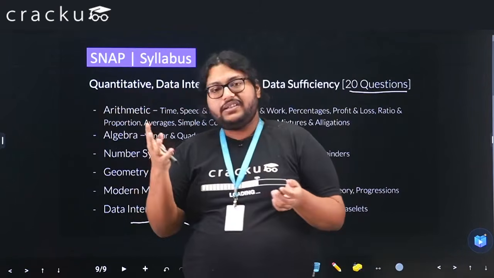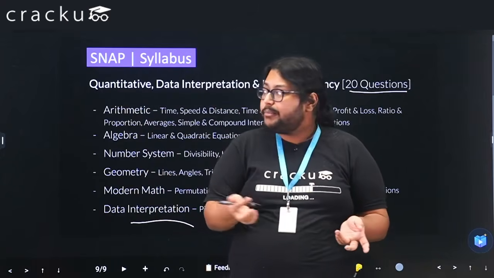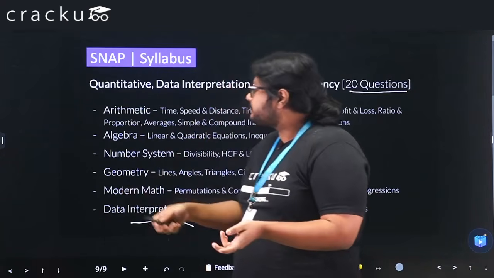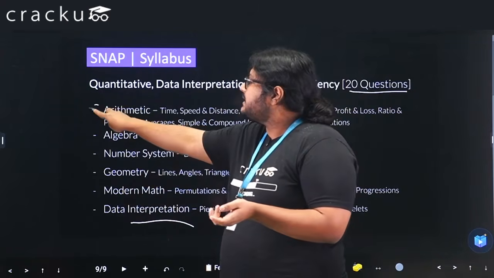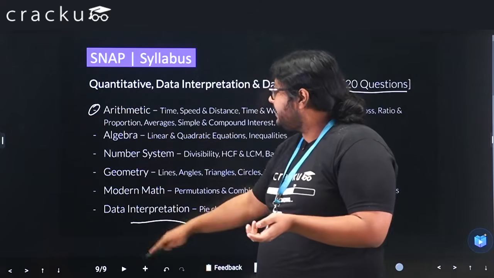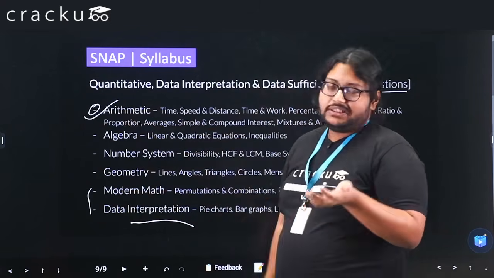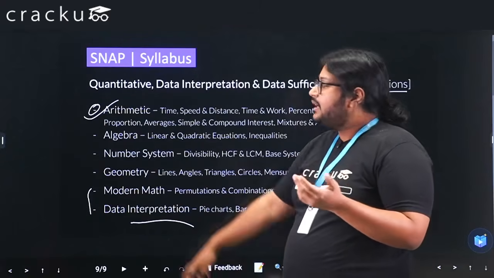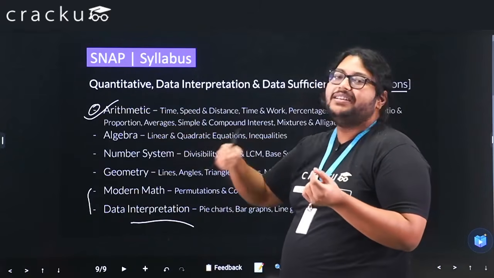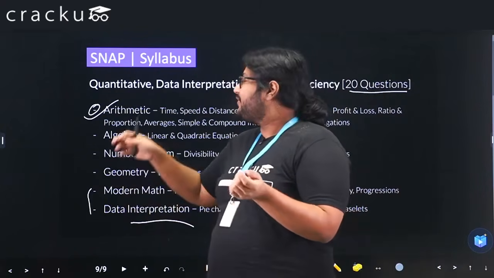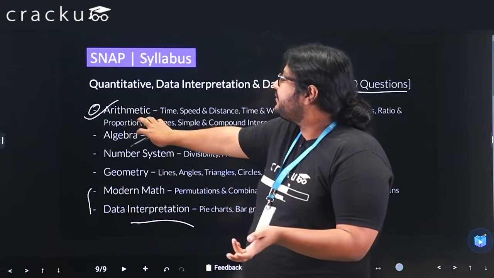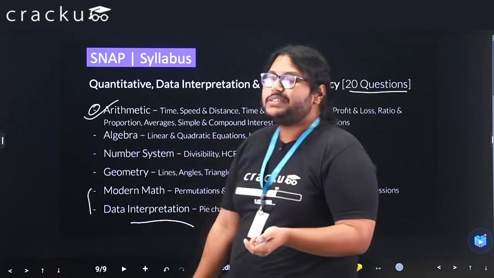Now, data sufficiency questions do come in SNAP. Of these, arithmetic is actually a bigger focus point, and modern math, I would say, because like every other MBA exam, arithmetic is where most of the questions come from. So if you're preparing for SNAP, you should be focusing on arithmetic first and then do the other things.